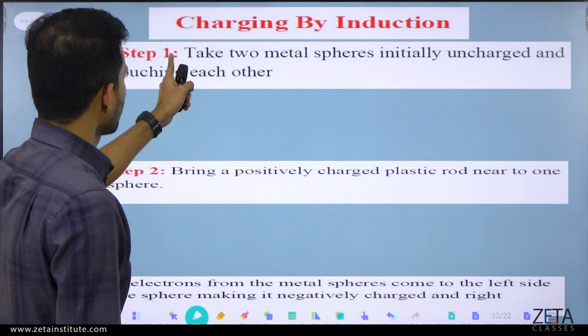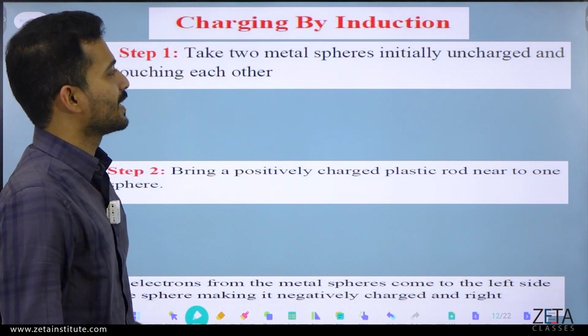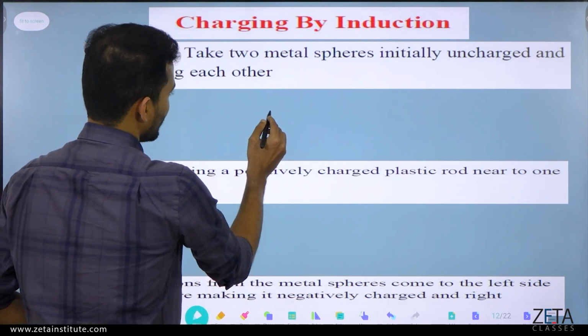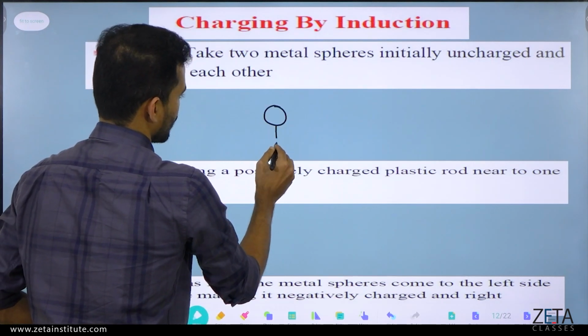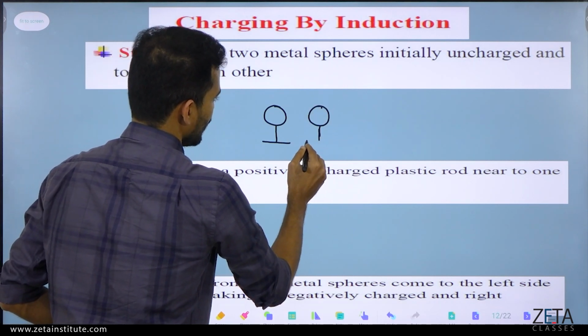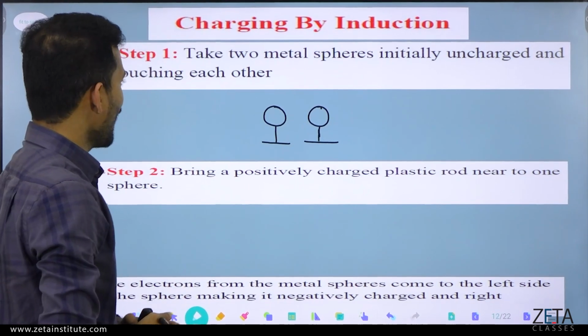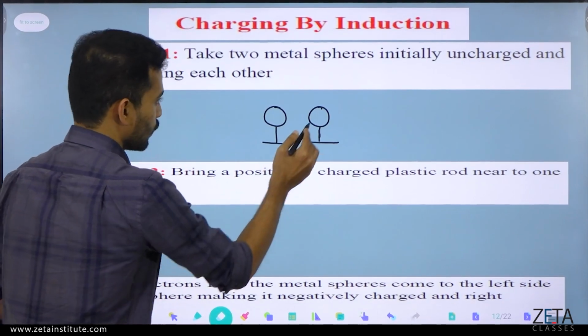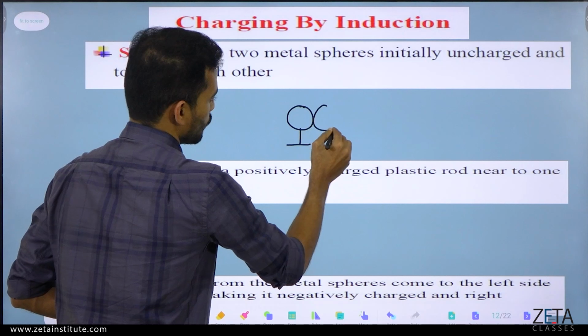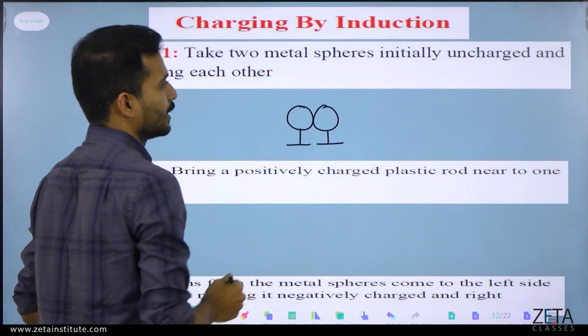First step, take two metal spheres, initially uncharged. So I am taking two metal spheres, initially uncharged, and they are touching each other. These two spheres are touching each other.